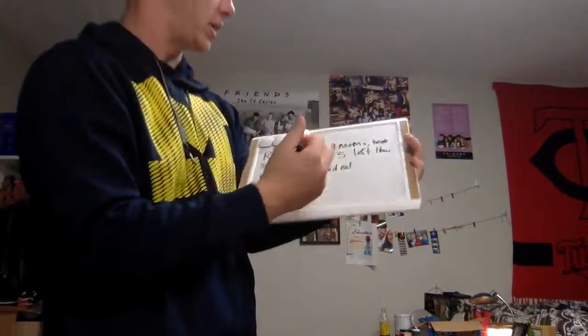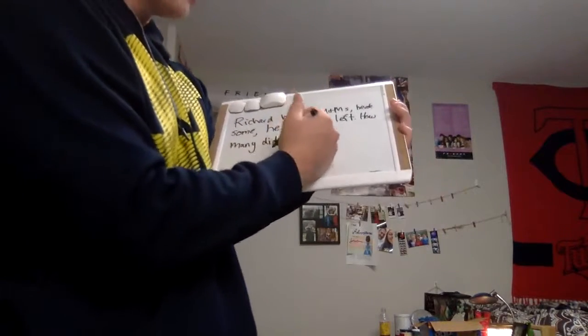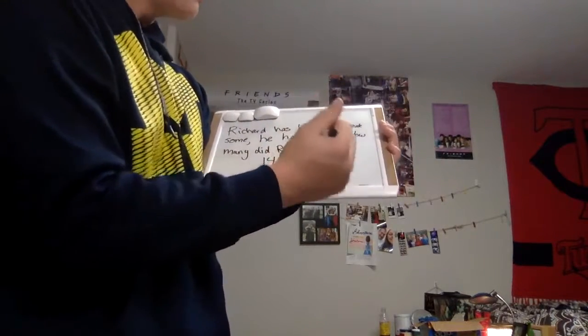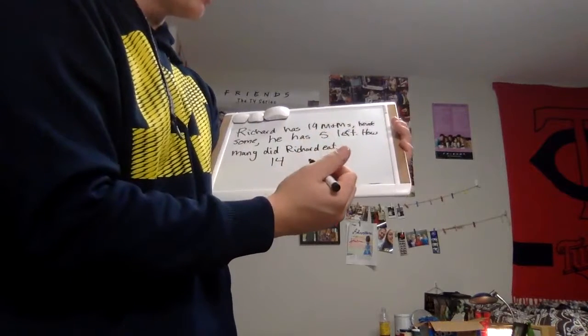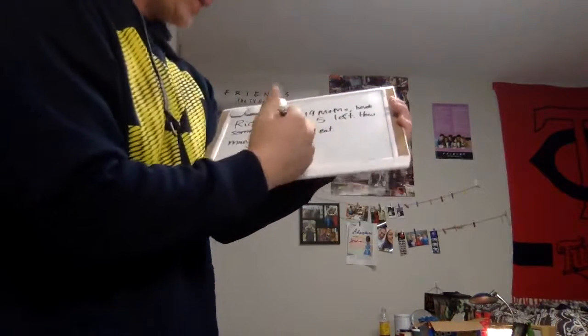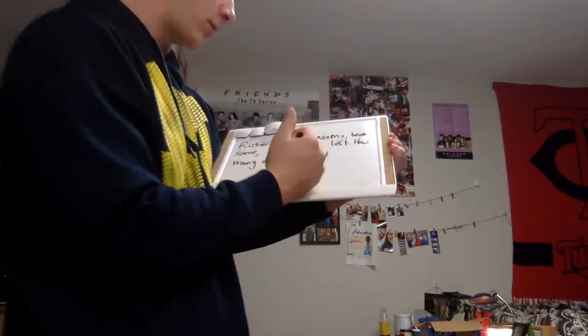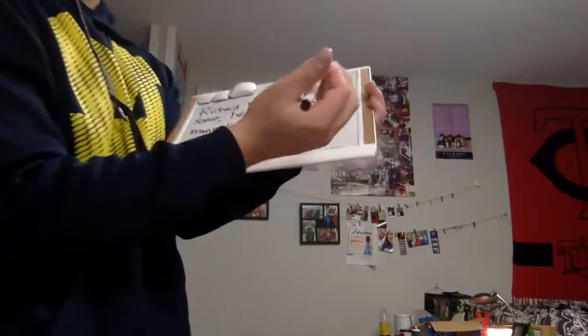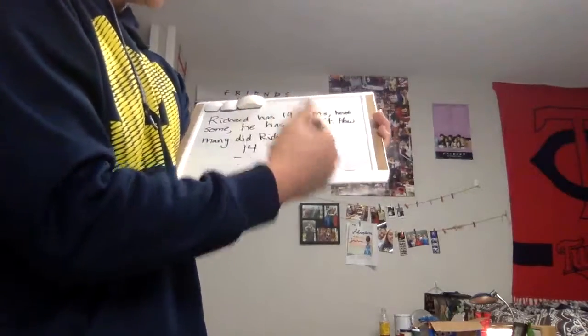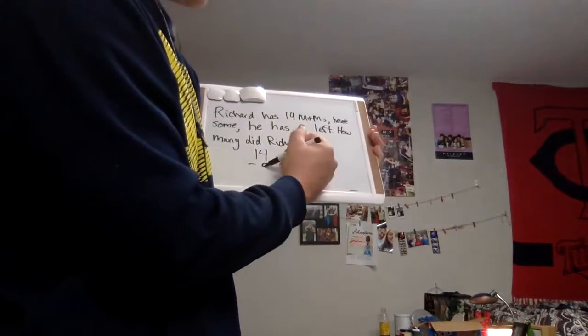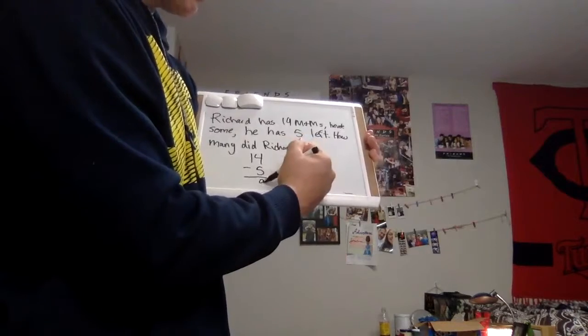So what you're going to do is take the total number of M&Ms, which is 14, and then you're ending up with 5. Because you're trying to figure out how many he ate, there's 5 left. So 5 would be the remainder of how many M&Ms he did not eat. So you're subtracting 14 minus 5, which is going to give you 9.